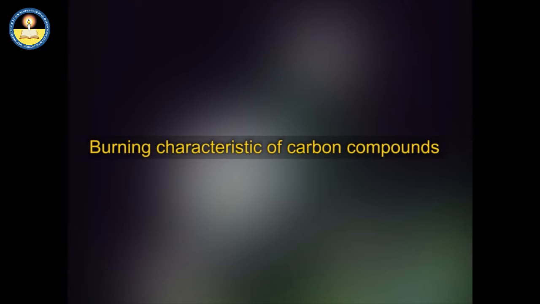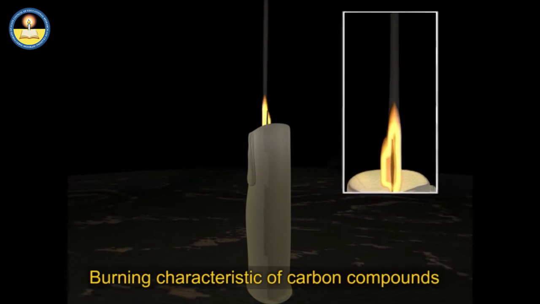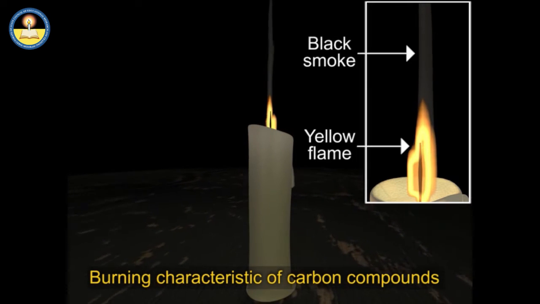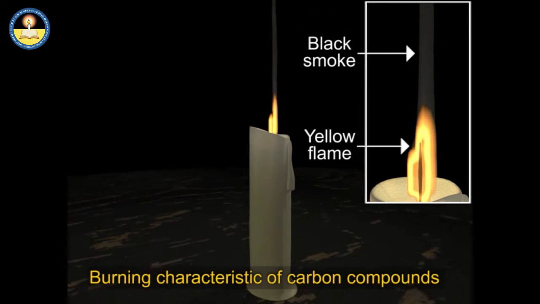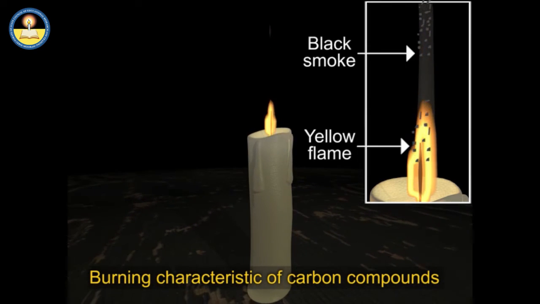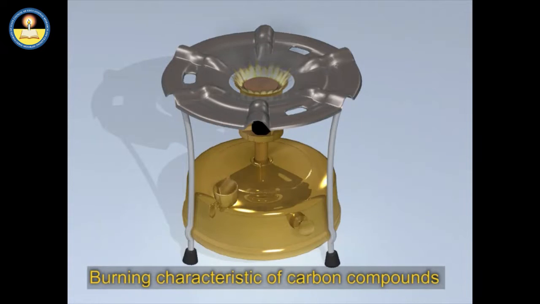Burning characteristics of carbon compounds. A candle, when burned in air, produces yellow flame and a lot of black smoke. The yellow flame and black sooty smoke contain unburnt carbon particles. Yellow flame and black soot indicates compounds present in kerosene have undergone incomplete combustion of carbon compounds.